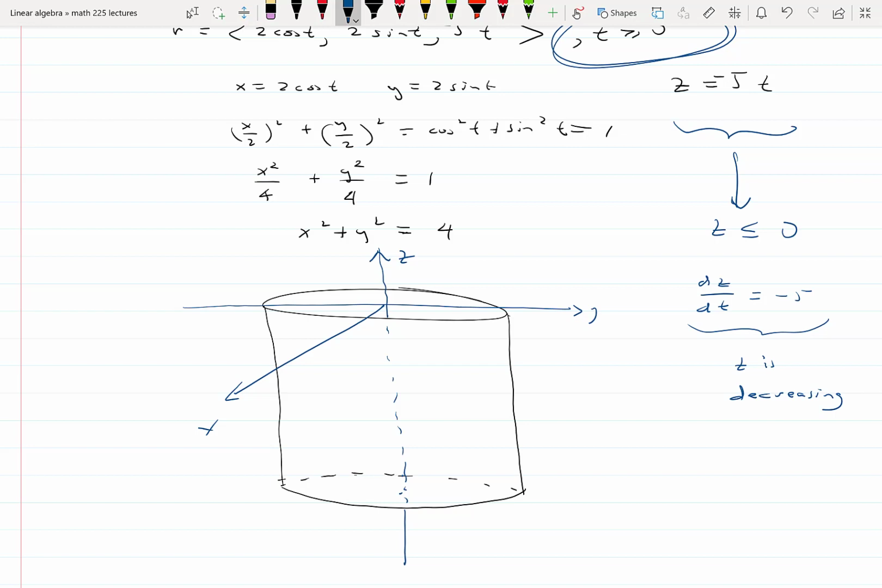Okay, so the object, if you want to view this as a particle moving along this curve, is moving along the curve in the shape of a helix. And the x and y are being traversed in the counterclockwise direction, but the z values are moving downward. I don't know if I could draw that. I'm going to try.